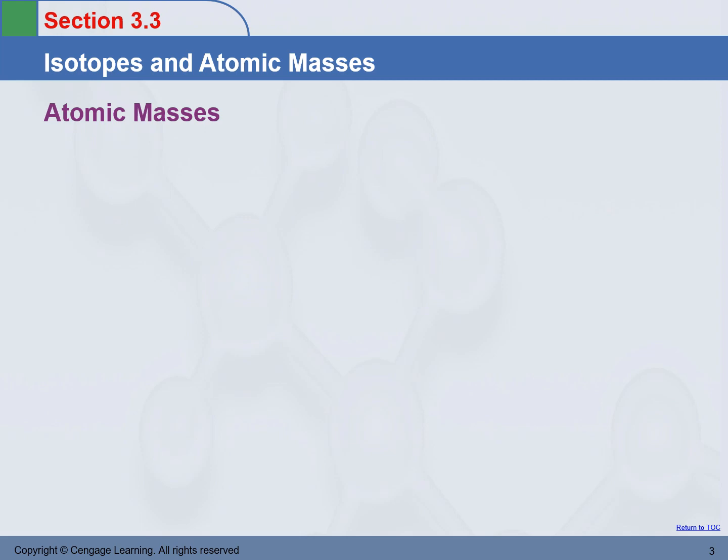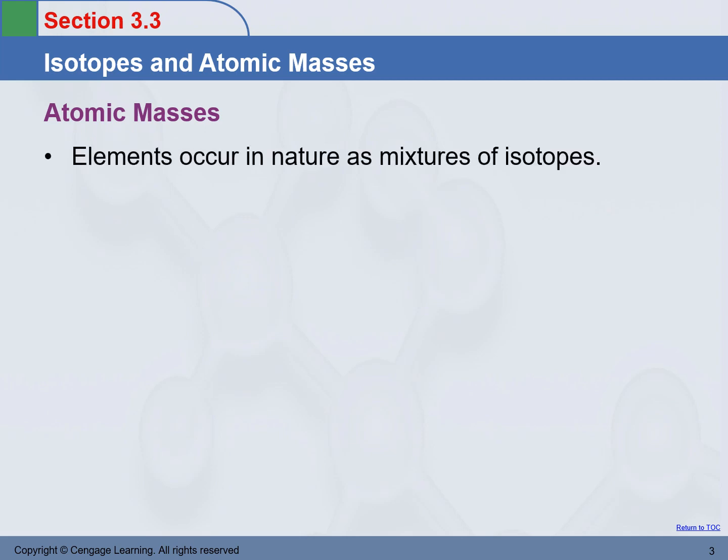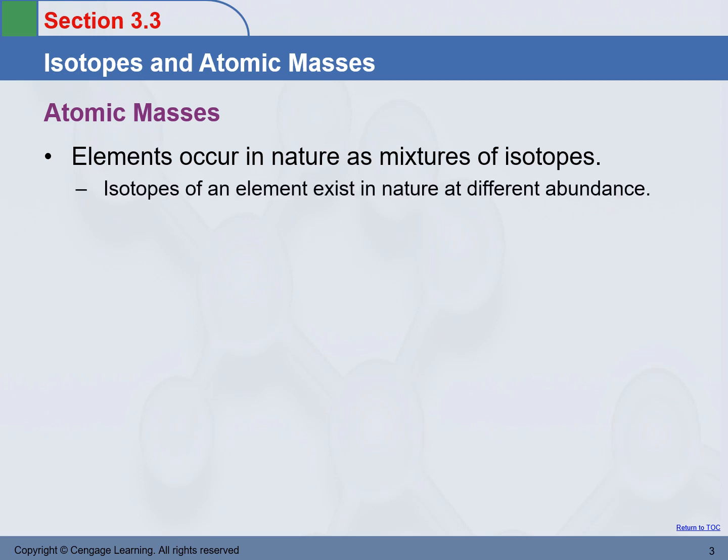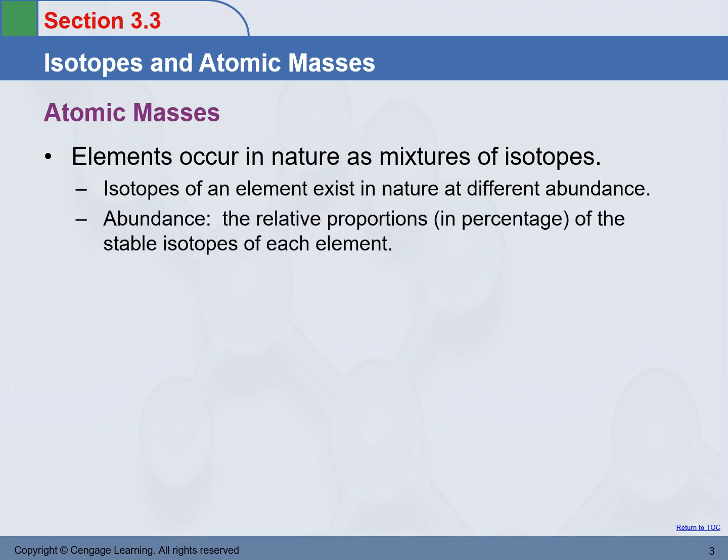Now we're moving on to atomic masses. Again, however, before that, a couple more facts about isotopes. We know elements occur in nature as mixtures of isotopes. What we don't know is that isotopes of an element exist in nature at different abundances. What does that mean? Abundance is the percentage of an isotope of an element.